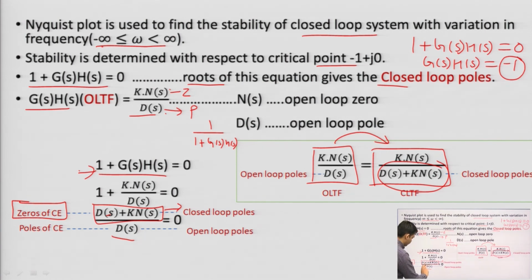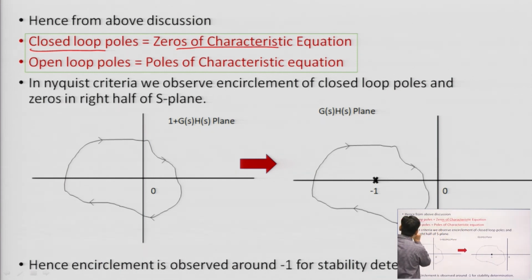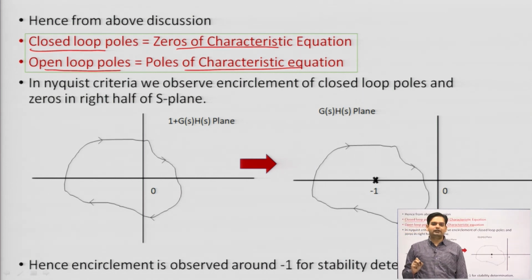In the same way, what is D(s)? D(s) is the open loop pole. Okay. So, what is the meaning here with respect to the characteristic equation? The poles of the characteristic equation are the open loop poles. Okay. So, if we summarize, the closed loop poles will be the zeros of the characteristic equation and the open loop poles would be what? Poles of the characteristic equation. So, this concept is very important to determine the stability criterion.